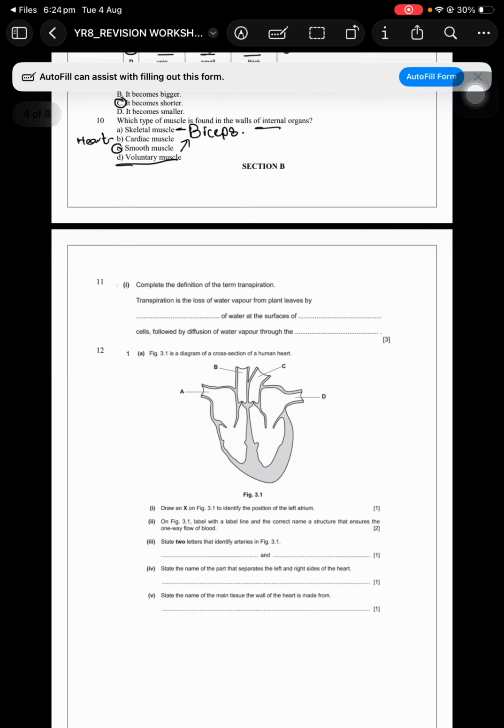Complete the definition of the term transpiration. Transpiration is the loss of water from plant leaves by evaporation. Transpiration is the loss of water vapor through evaporation from the surfaces of mesophyll or from the stomata. So the answer is evaporation.